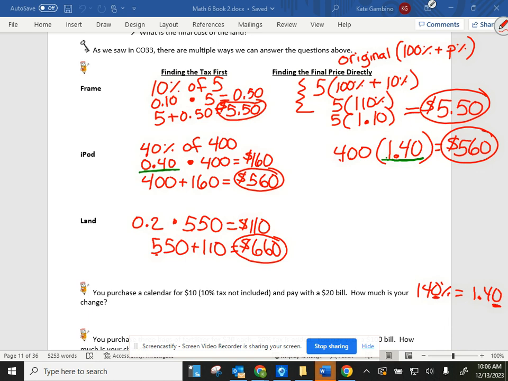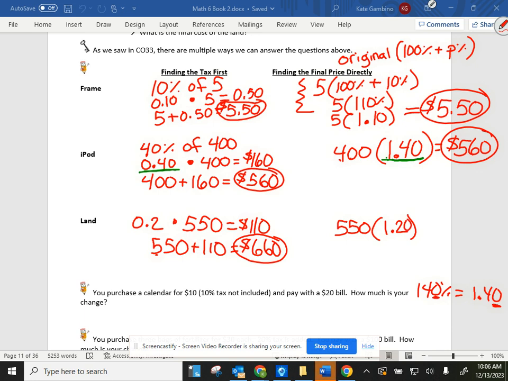So look at our land. Our original amount was $550. What am I going to multiply that by? Melanie? 120. Because whenever you add 100. Careful. It's 120%. 1.20. So we want to change that into a decimal. So it'll be 1.2 or 1.20. We want to change the percent into the decimal.